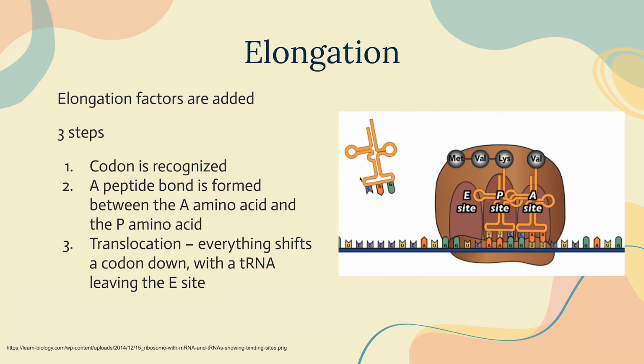So the first step is in the A site, a codon is recognized by a tRNA that's carrying an amino acid. Then a peptide bond is formed between the amino acid on the A site and the amino acid on the P site, and this entire thing will be transferred here. And then translocation is where everything shifts the codon down, with a tRNA leaving the E site. So this entire thing is going to go 3 nucleotides over, and then this tRNA will be lost.